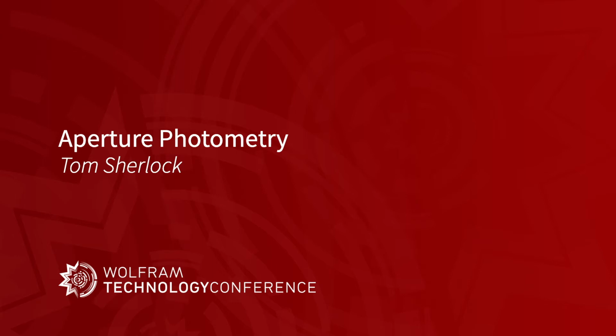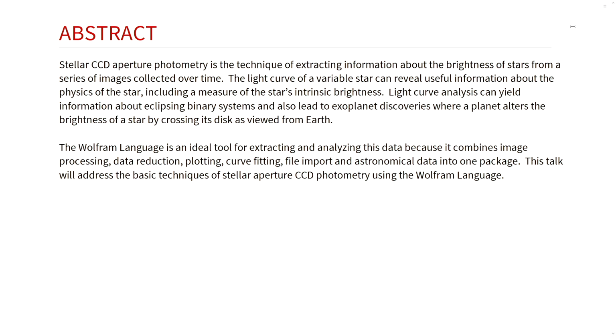Well, today's talk is going to be more concentrated on getting actual data out of astronomical images. So it's going to be a little more data-centric. What we're talking about today is stellar aperture photometry, and this is basically the technique of pulling brightness data out of a series of astronomical images of a star.